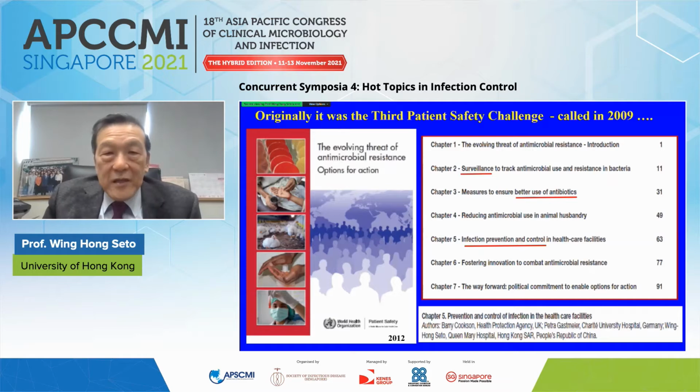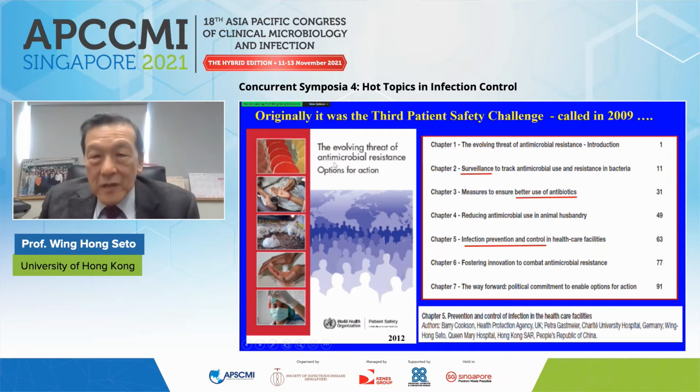Okay, now, in fact, the third Patient Safety Challenge. Now, the first Patient Safety Challenge is hand hygiene. The second is safe surgery. So the second Patient Safety Challenge was not very much involved with infection control. Then we come to the third Patient Safety Challenge, and it was antimicrobial resistance. All right, so as you can see in this table here, antimicrobial resistance. This is the book. So we were called together, and as you can see, this is the document they put up way back. And chapter 5, there you are, infection prevention and control.